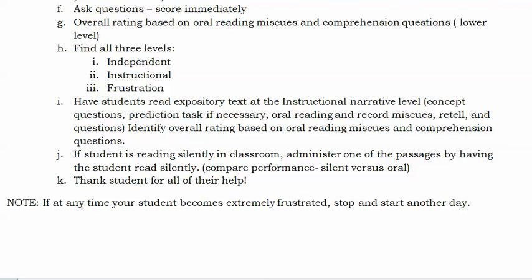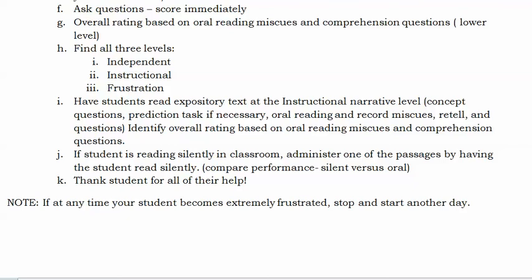They do an oral reading. I record their miscues. I ask them to do a retelling as if they're telling it to someone who's never heard it before, which doesn't have to be scored immediately. And then I ask them their comprehension questions. Again, the overall rating is based on their oral reading miscues and comprehension questions.